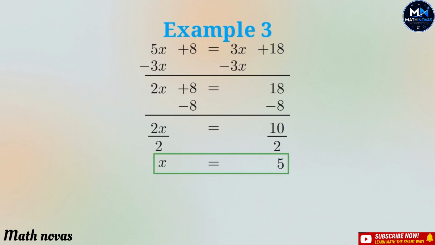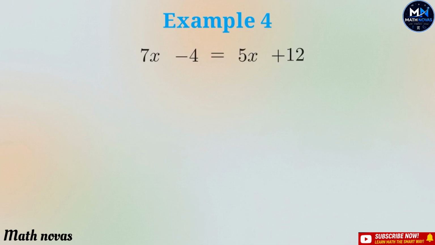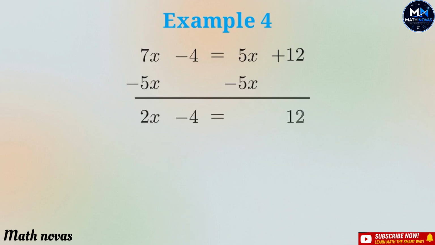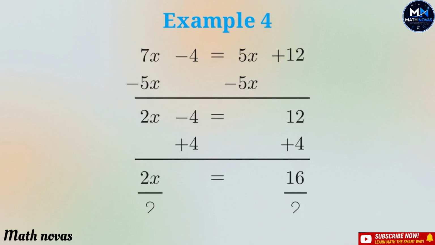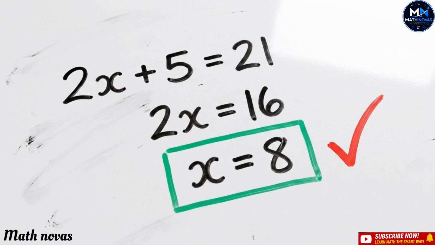We will run through this sequence one more time. Example 4 is 7x minus 4 equals 5x plus 12. Move the variable by subtracting 5x from both sides. Now we have 2x minus 4 equals 12. Add 4 to both sides to get 2x equals 16. Divide by 2 and our final answer is x equals 8. Regardless of the integers you start with, repeating this specific two-step sequence will always result in a correct isolation of the variable. Now it's your turn.